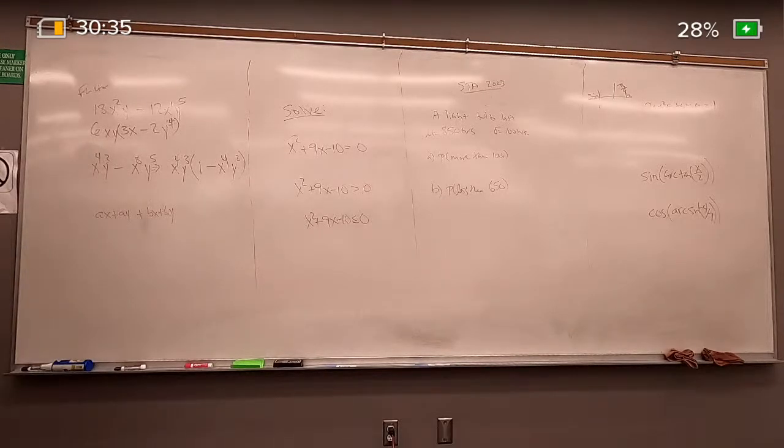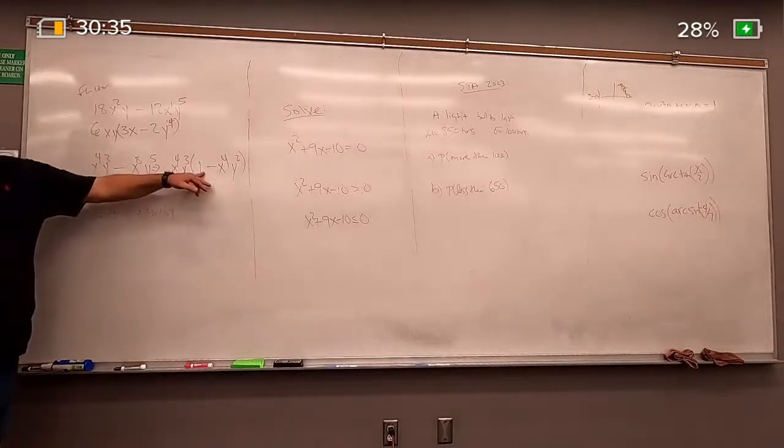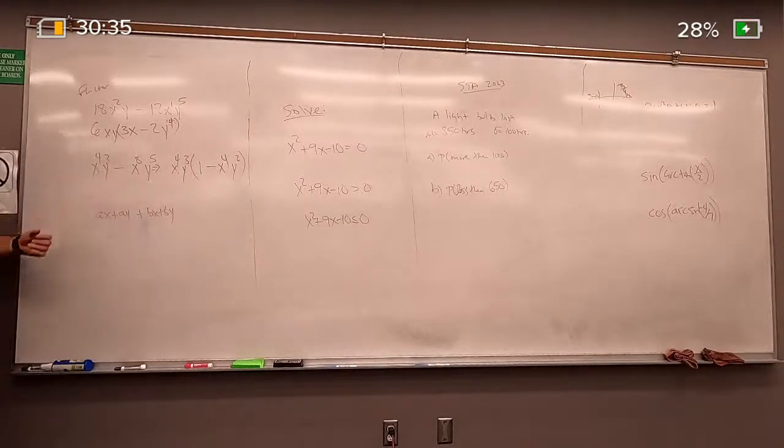What's the issue? Why the 1? Why the 1 here? Because there's no number in front of here. So when you took the x to the 4th out and you took the y to the 3rd out, the only thing you have left is the number 1.